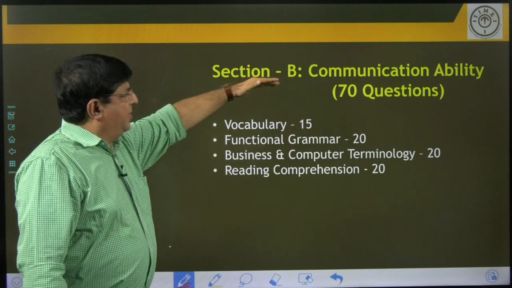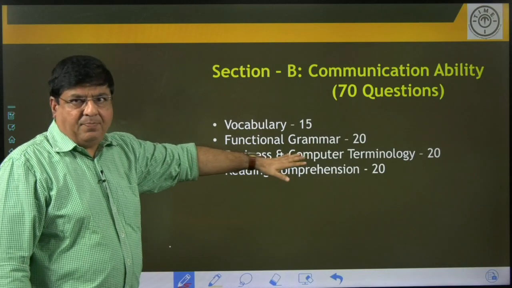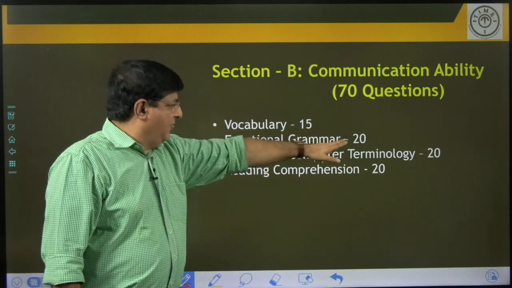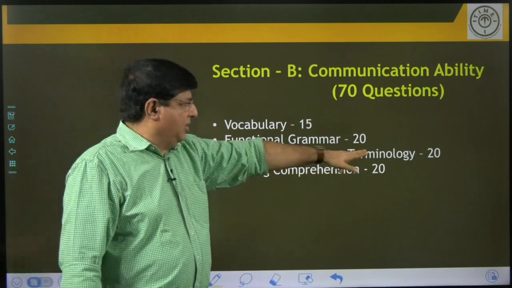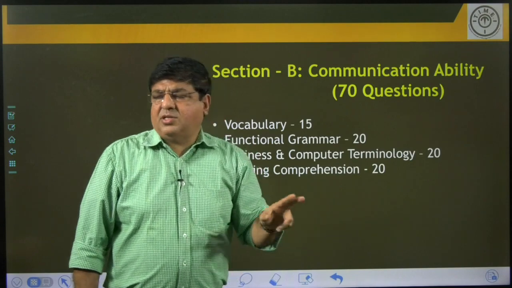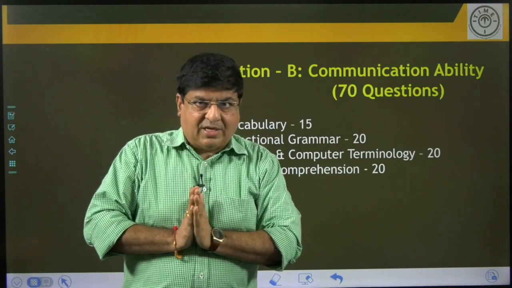ICET communication ability topic-wise, area-wise breakup: Vocabulary 15 questions, grammar 20 questions, business and computer terminology 20 questions, and reading comprehension 20 questions. This is what is given in the syllabus in the notification.